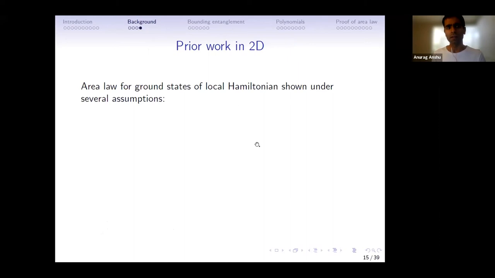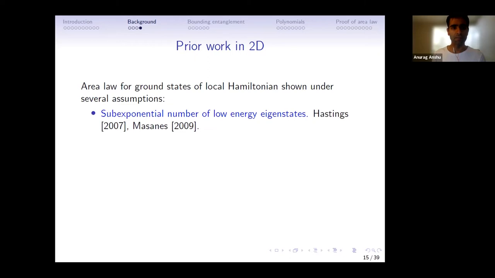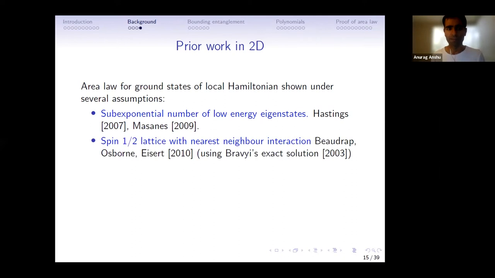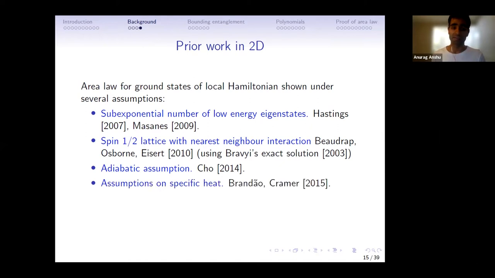Now in 2D, there have been several works on area laws. Let me quickly tell you a couple of them, which I remember. Under various assumptions, for instance, assuming that the number of eigenstates is not so many, these authors showed area laws. If the particles are spin half qubits, and interactions are really nearest neighbor, then using Bravyi's exact solution to this problem, some authors have also shown area laws. Under some other assumptions, like coming from adiabatic computation, or assumptions on specific heat. But these assumptions do not relate to spectral gap, so I won't talk about them anymore.